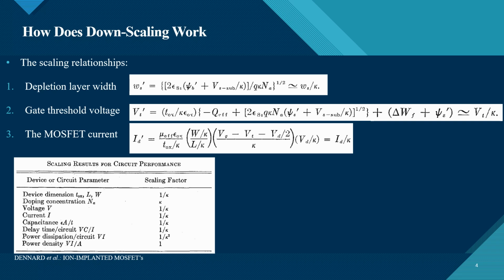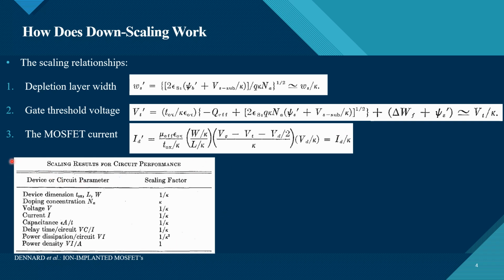Next, with scaling the dimensions, voltages, and also doping the substrate, we can find the following scaling relationships. Depletion layer width, using this relationship here, can be shown to also reduce by the factor K. Gate threshold voltage also approximately reduces by factor K, and the MOSFET current also reduces by the same factor K.